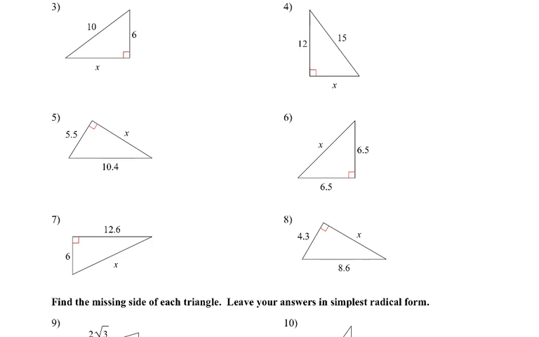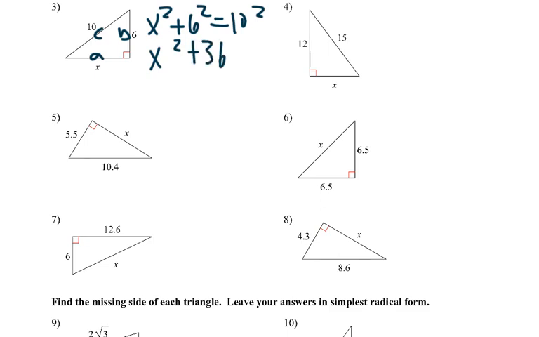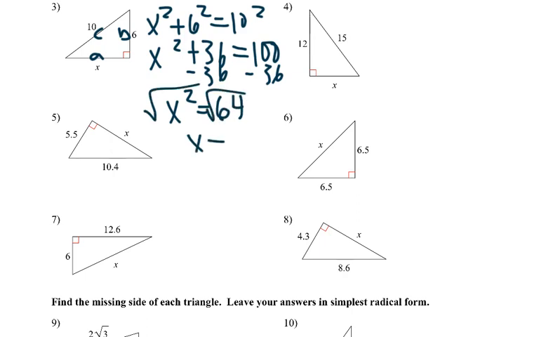So 3, call that A, B, this would be my hypotenuse. X squared plus 6 squared would equal 10 squared. X squared plus 36 would equal 100. Subtract 36. We get X squared equals 64. Take the square root of it, and X equals 8 for number 3.